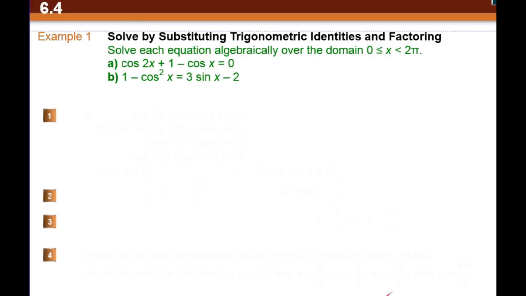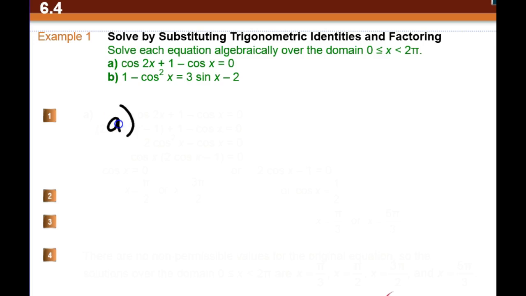Okay, I'm on section 6.1. No, I'm not. I'm on 6.4, and I'm on example 1. And it says solve each equation algebraically over the domain for the unit circle, so it's from 0 to 2 pi. Okay, so we might want to have our unit circle handy again.